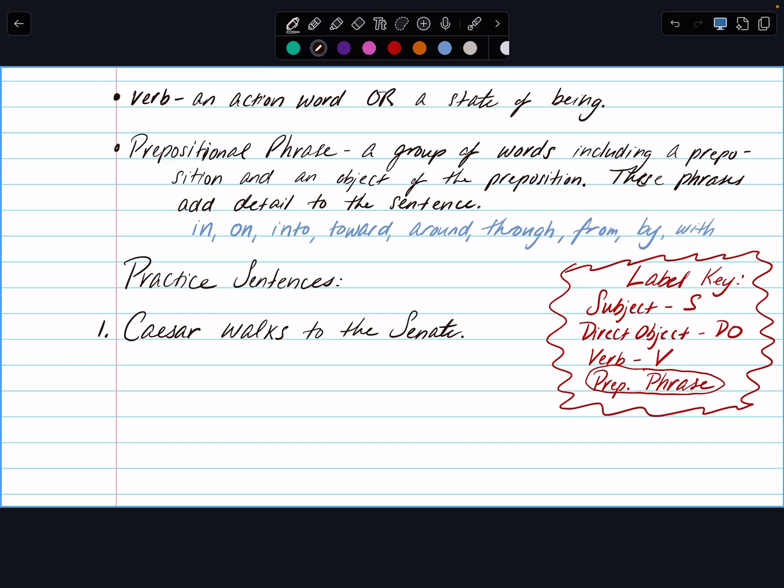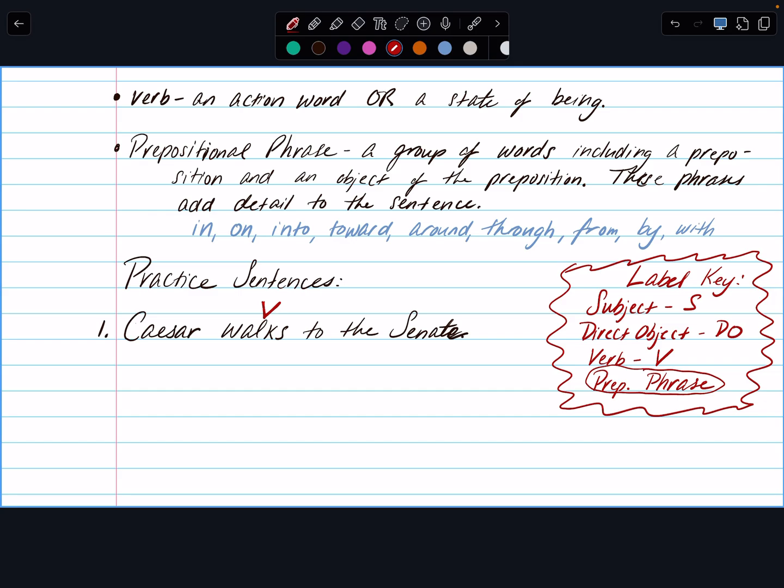Now, the first thing you should always do when you look at a Latin sentence, but also English too, is find the verb. Always, always, always find the verb. That's going to tell you a lot of information. Do you know what the verb is here? Walks. Good. So you're going to mark that up with a V.